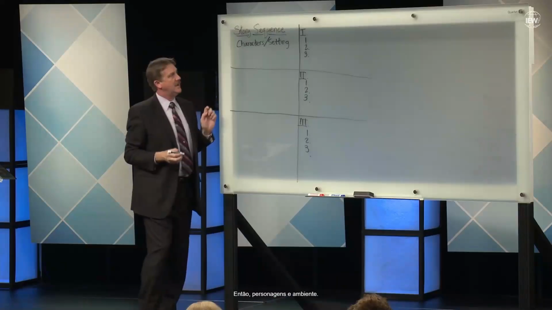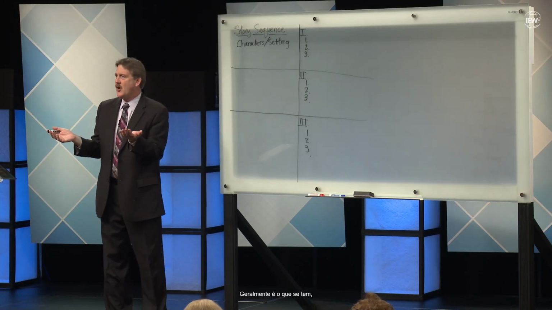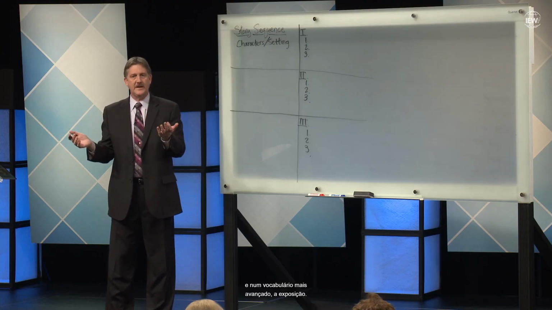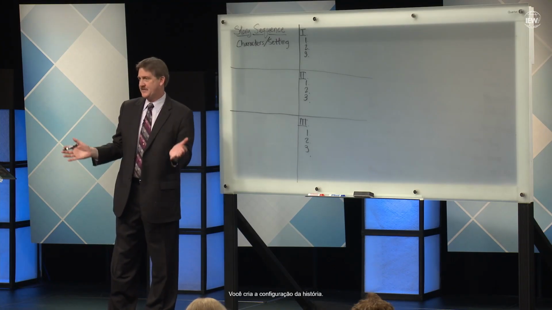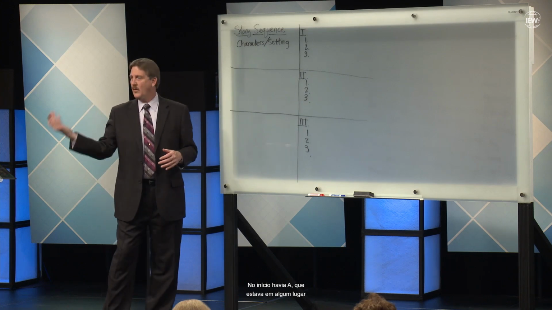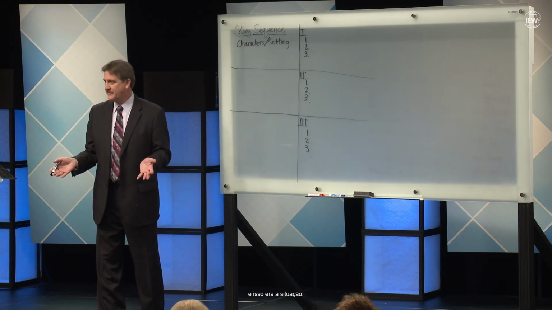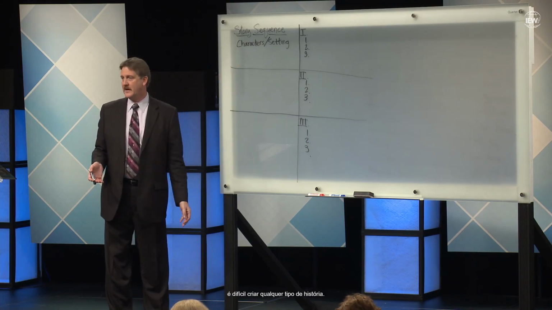So characters and setting. That's usually always what you get. They call it in more advanced vocabulary the exposition, right? So you're getting the setup for the story. In the beginning there was A who was somewhere, and this was the situation, right? Without some characters to do something, it's pretty hard to have a story of any sort.